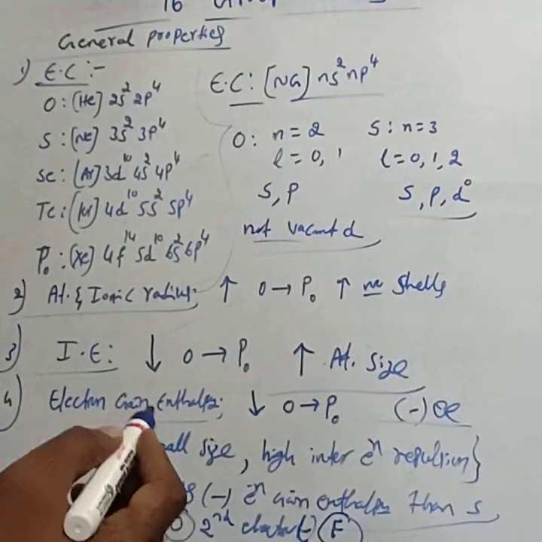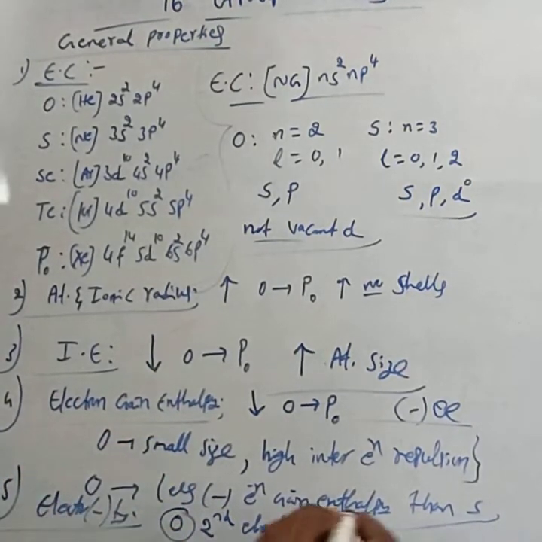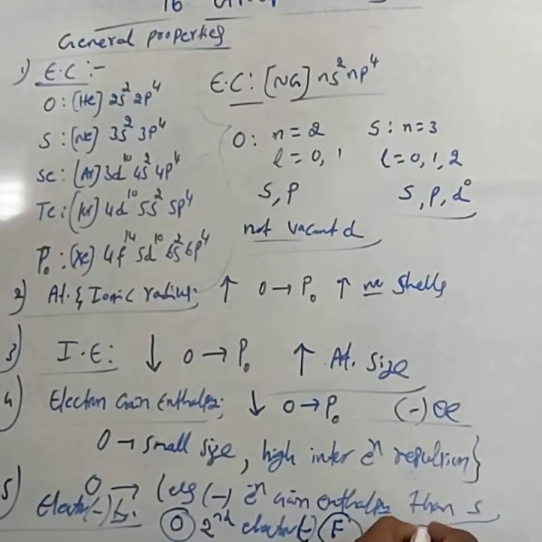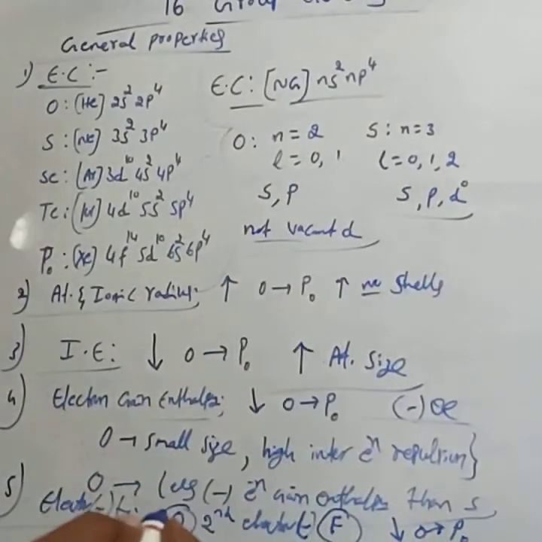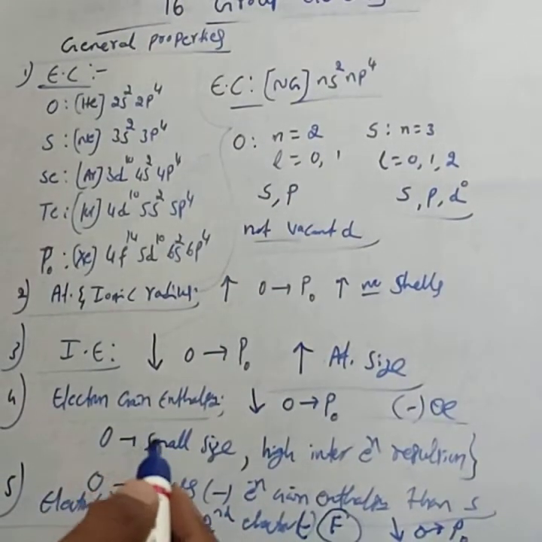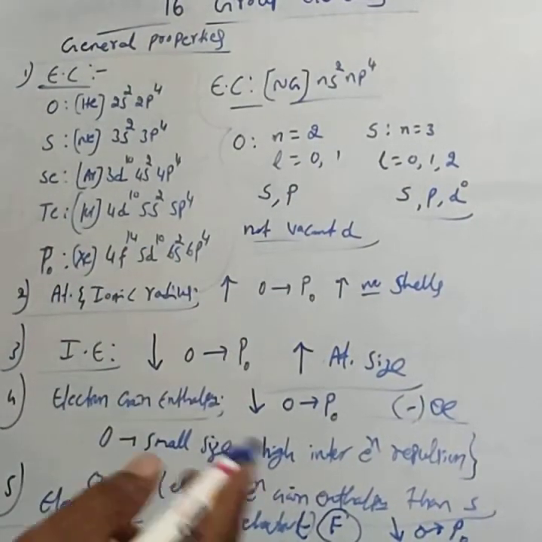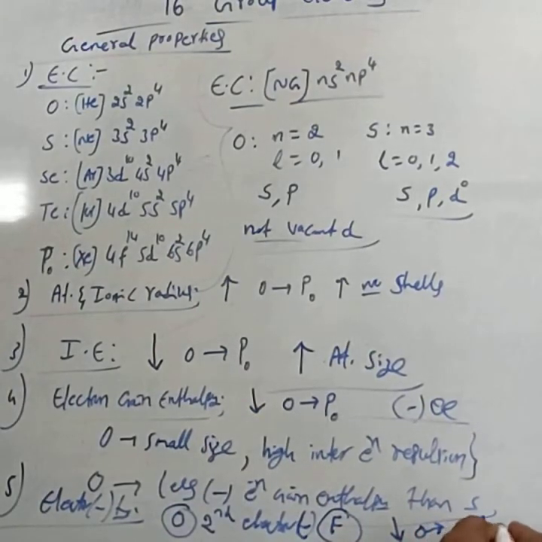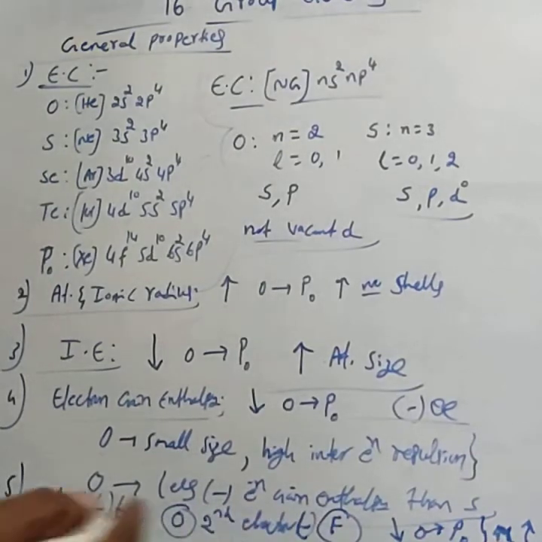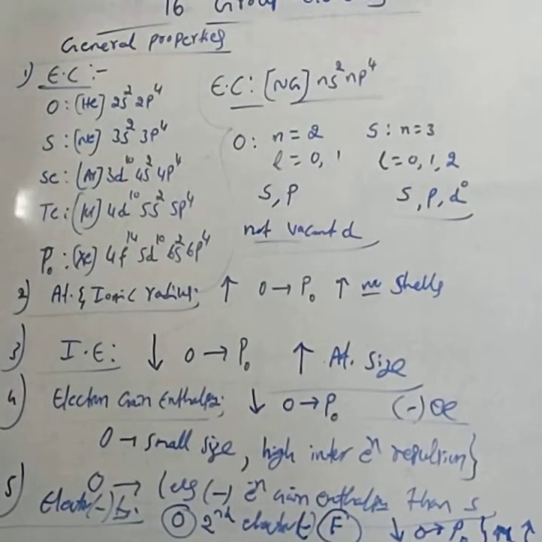Then the electronegativity value decreases from oxygen to polonium, which indicates that metallic character increases from oxygen to polonium. This is about the electronegativity.